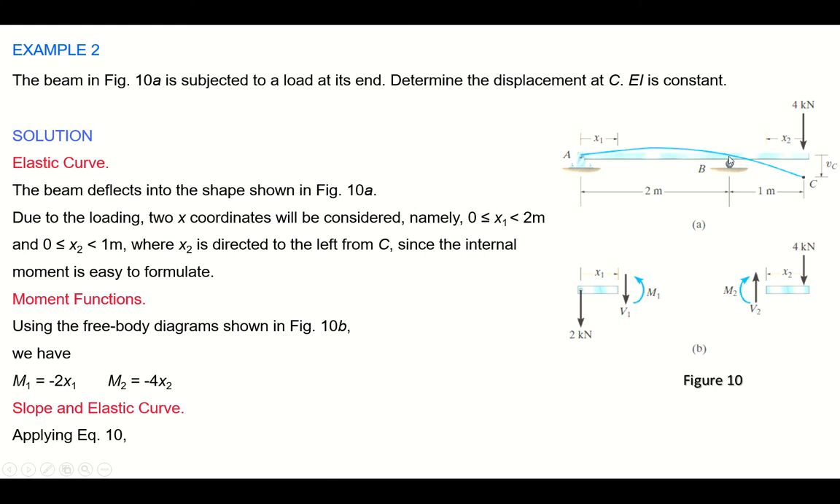Okay, so in this case we are taking it from the free end, which is point C, or the point load, and the beam deflects into the shape shown in figure 10a. You can see the deflected shape, right?